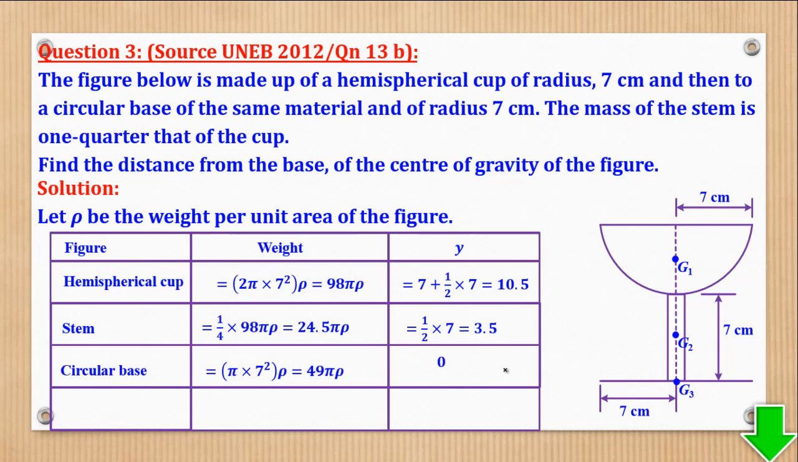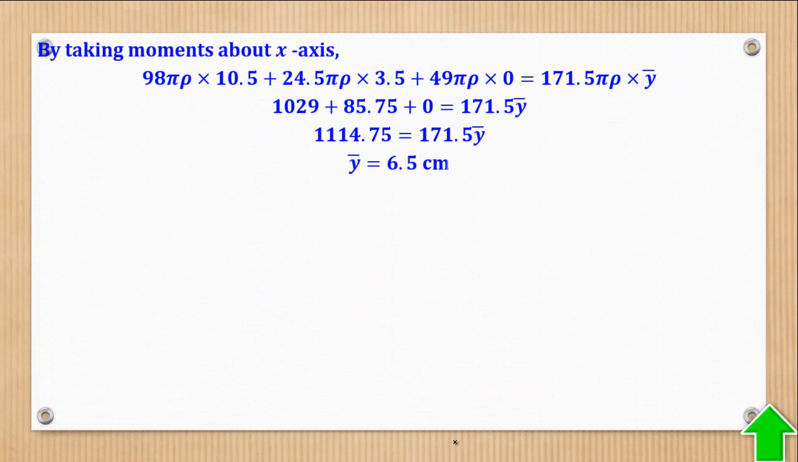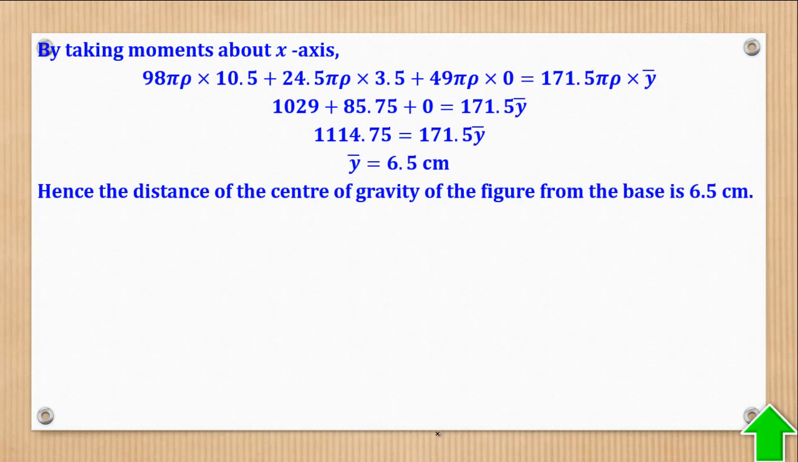Then for the whole lamina, for the weight, you add all these ones, come up with this. Then here you just put y bar. Then you can take moments. This with this, this with this, this with this is equal to this with this. So that is moments, then you simplify and get y bar. And that's what they wanted.